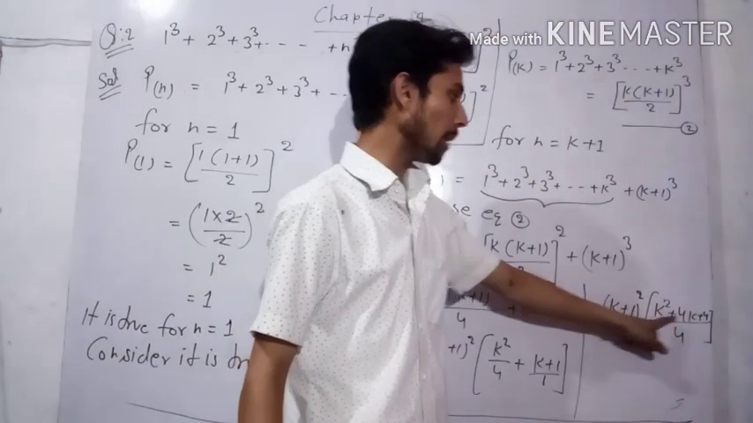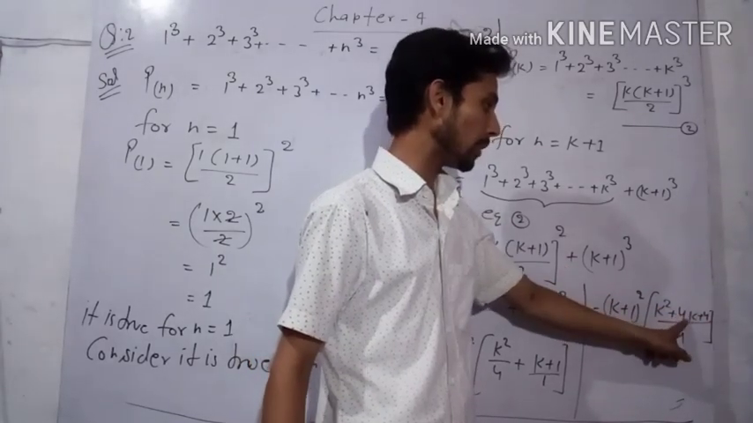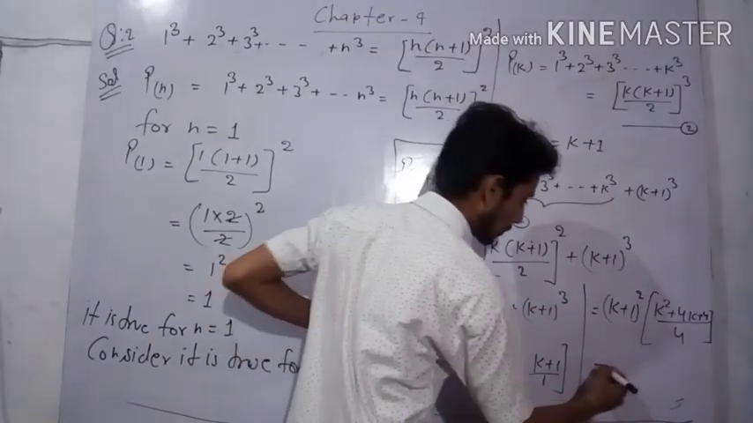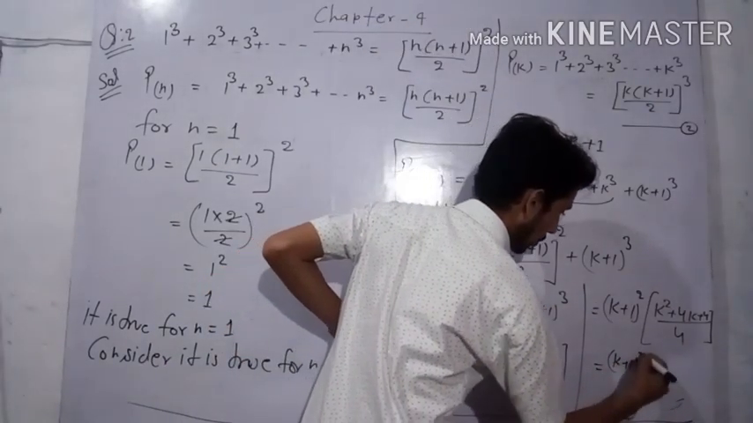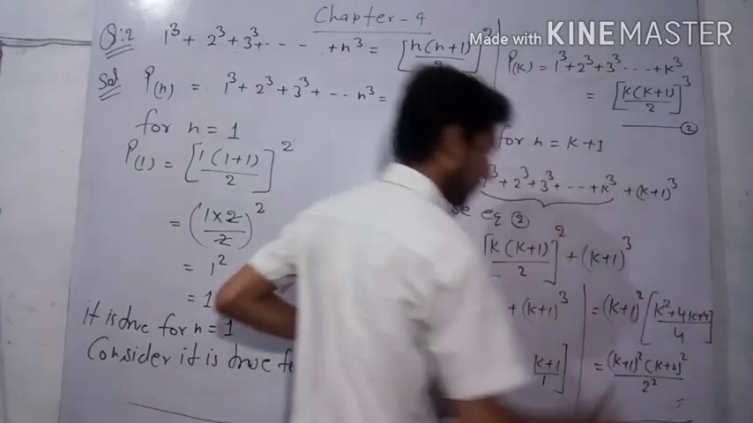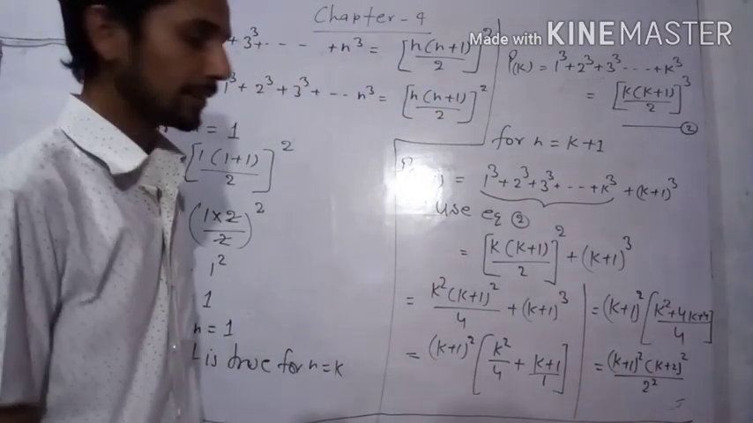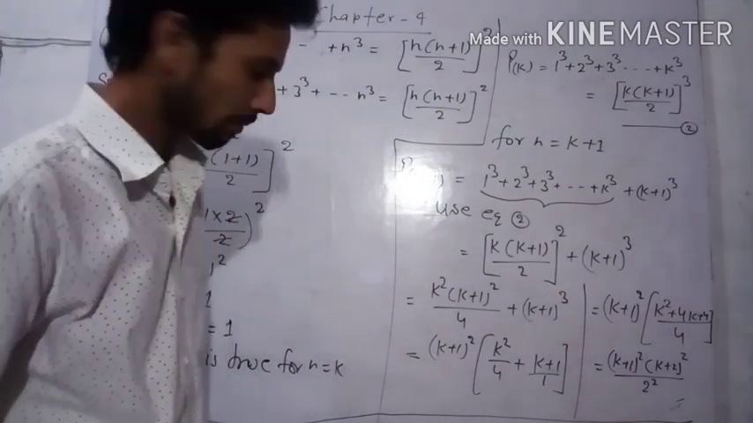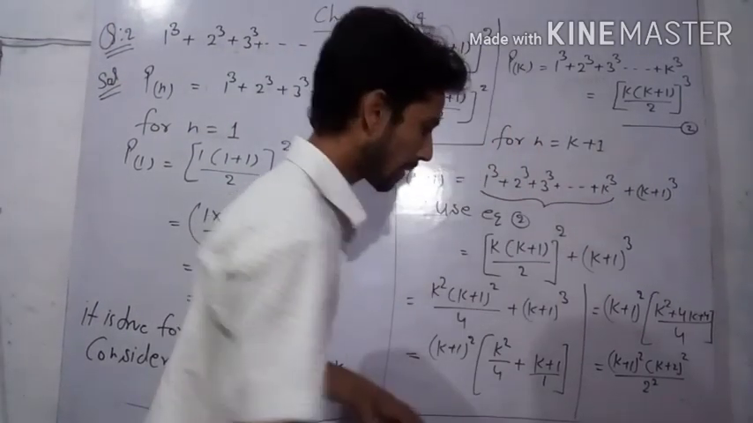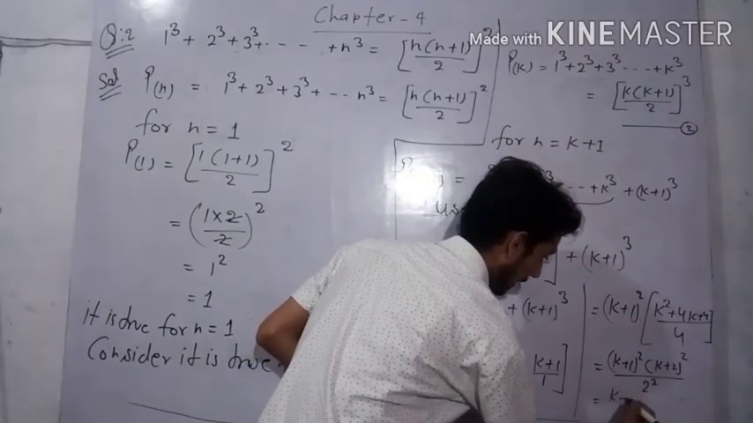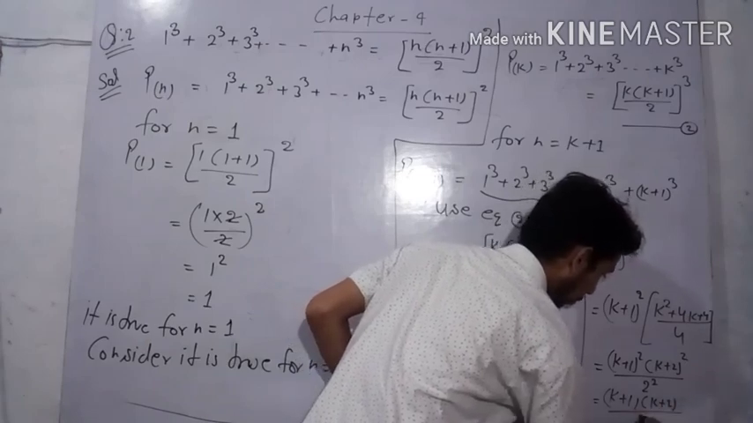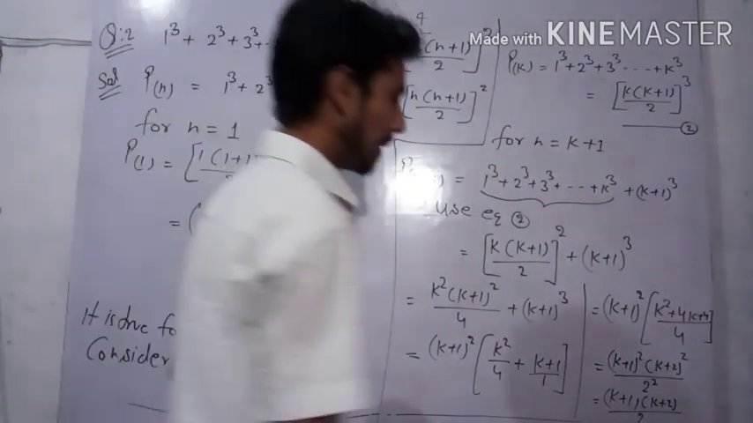So a square plus b square plus 2ab, with 2 square and 2 multiply k. It is a perfect square of k plus 2. So k plus 1 whole square, k plus 2 whole square upon 2 square. So now we can write it like k plus 1 and k plus 2 upon 2 complete square.